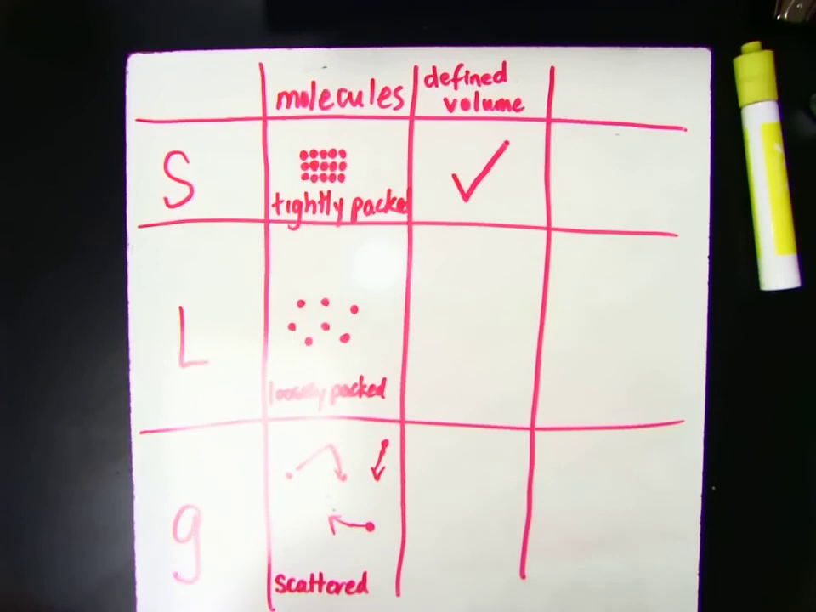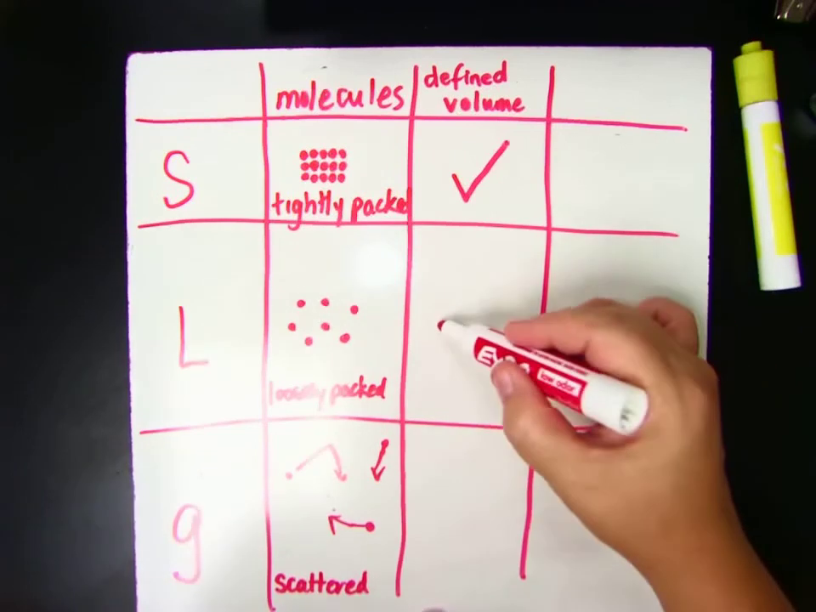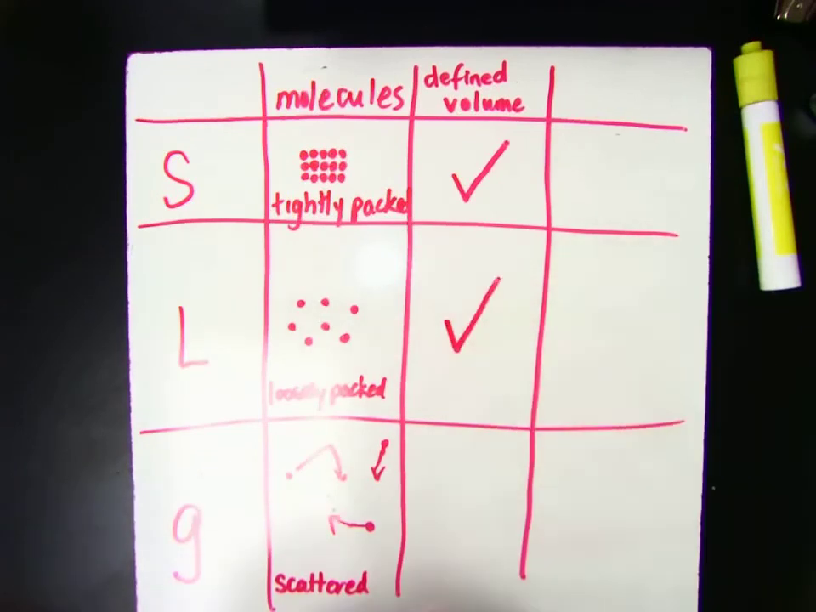Okay, liquids. Think of a liquid. If you take 6 ounces or 100 milliliters of water and pour it into a bathtub, you will still have 100 milliliters of water. So the defined volume is also the case with liquid, because no matter where you put it, it will still have that same amount.